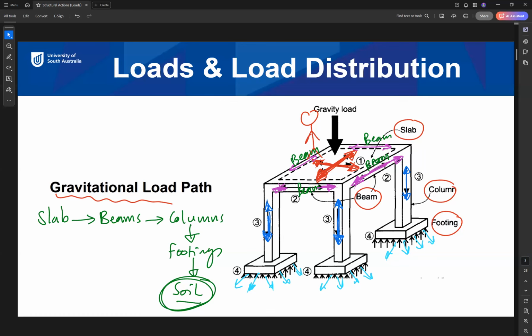Do you have any question about the load path, the vertical load path? Please note that this is for the vertical load path only. After this, we will look at the wind load calculation and bracing arrangement, and we will show you how to transfer the horizontal load through the elements. So this is our first part of the revision.